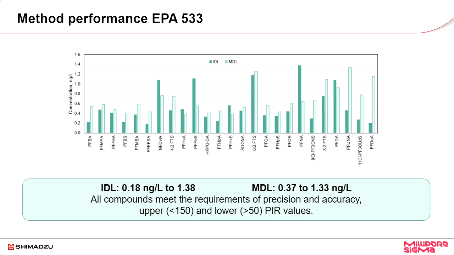For EPA 533, similar results. All compounds met the precision and accuracy requirements described in the EPA method and the upper and lower PIR values. Also, instrument detection limit was between 0.2 nanograms per liter to 1.4 and the MDL 0.4 to 1.3.